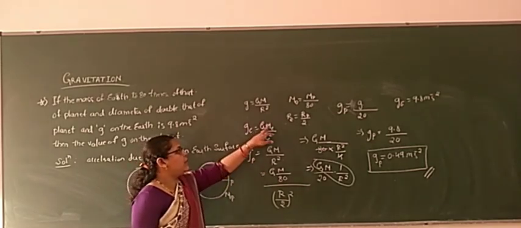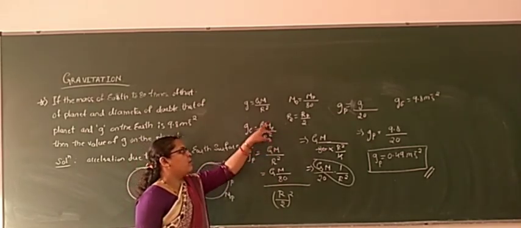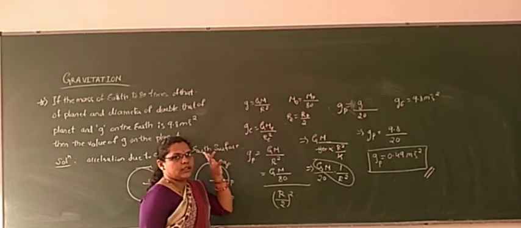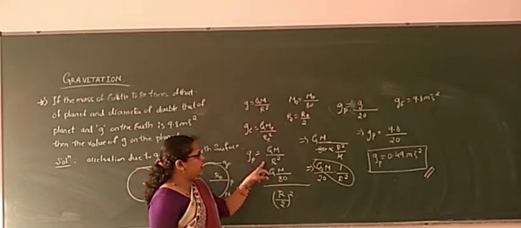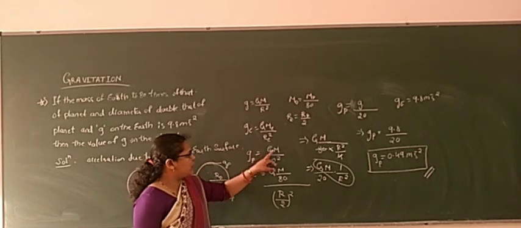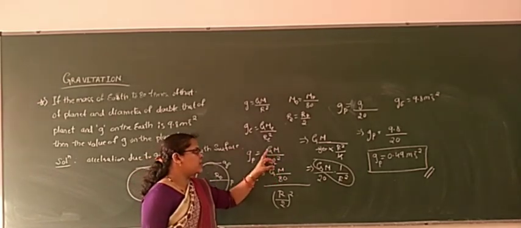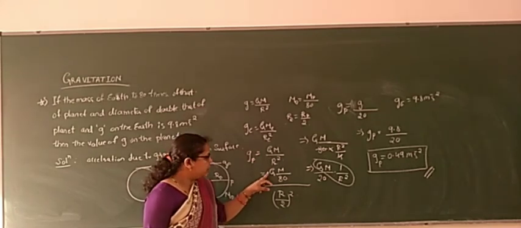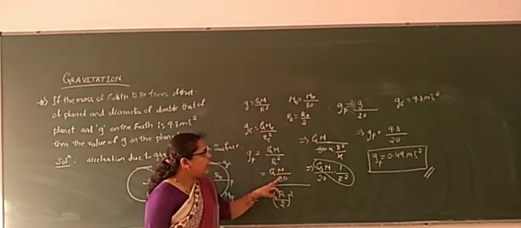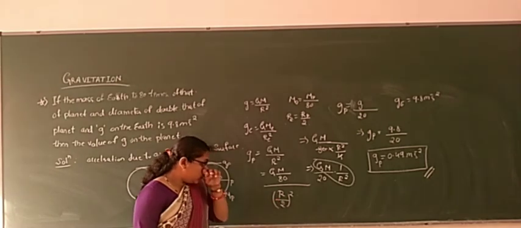So g equals G Me by Re square, where this is the mass of the earth and the radius of the earth. Then substitute for the planet: G Mp by Rp square. Instead of writing Mp and Rp, I have directly written Mp as M by 80 and Rp as R by 2, whole square.